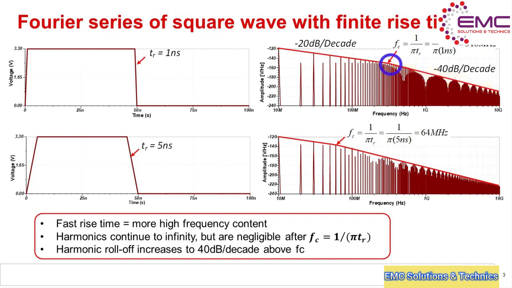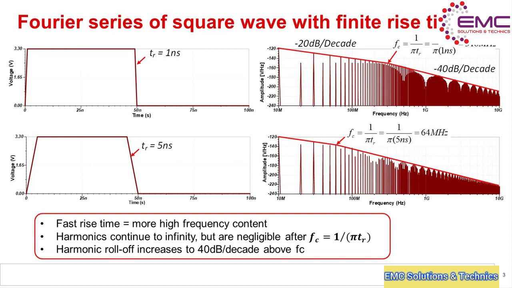The point at which the attenuation changes from 20 to 40 dB per decade is considered to be the RF emissions bandwidth. After the bandwidth limit, the harmonics are considered to be insignificant from an emissions perspective. The bandwidth is calculated by taking 1/pi times the rise time. Thus, the rise time of the square wave is a key factor that determines how far in frequency the harmonic content extends. Both square waves shown here have the same fundamental frequency, but have different rise times.